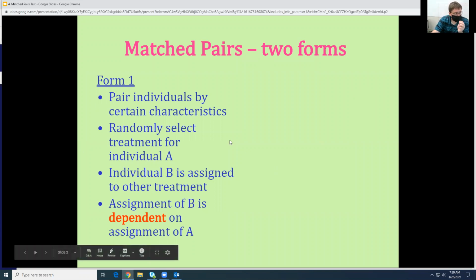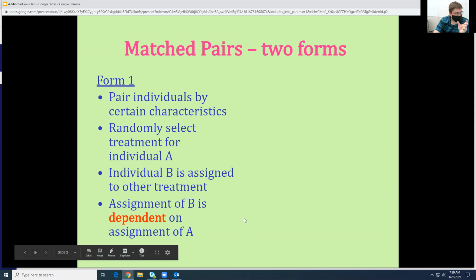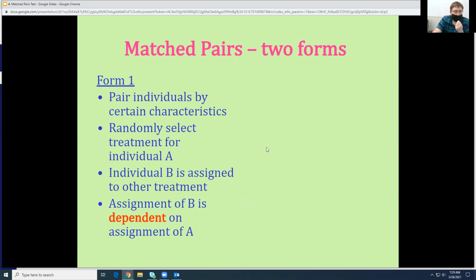In this particular version of the matched pairs experiment, here's the important part. Assignment B is dependent on assignment A, meaning when you randomly select somebody to get the first treatment, letter A, the person who's going to get B is the leftover one. So they're dependent on who randomly gets picked for letter A. But it's highlighted there because it's important. The important word here is it's dependent. Okay, we've been talking about independent stuff quite a bit. So we're looking at something now that's dependent. So we got to change our thinking just a little bit.